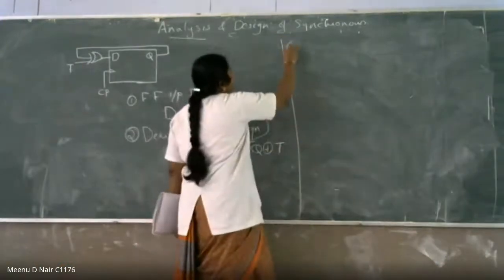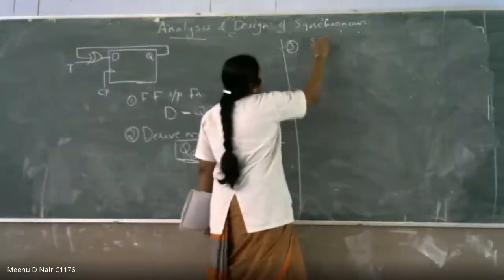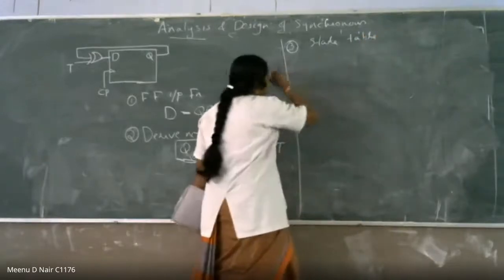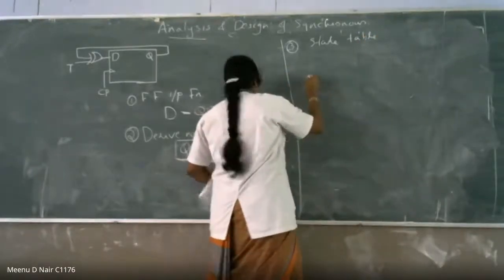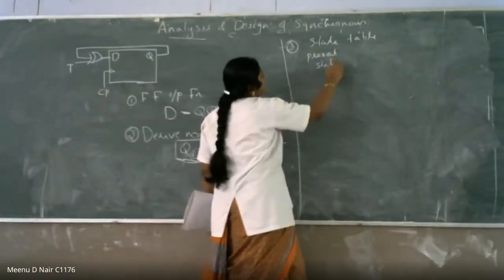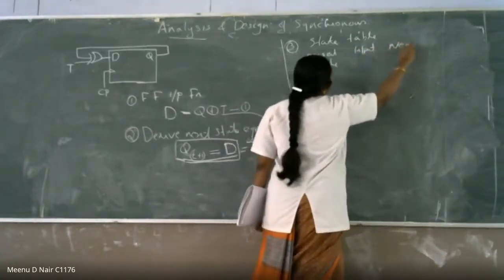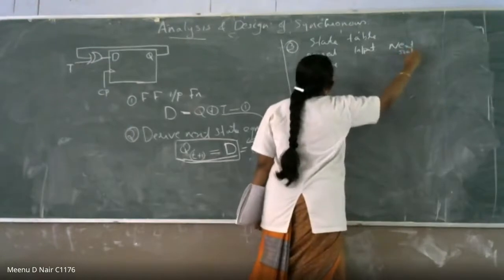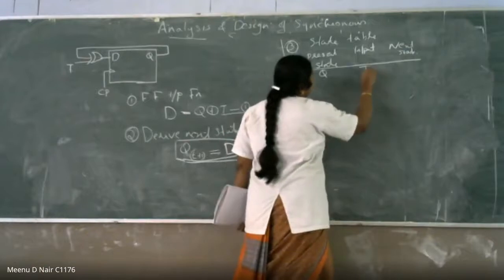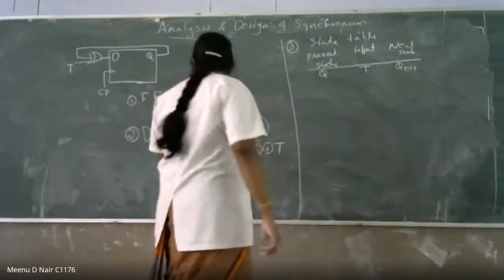Next, what do you have to do? Next you have to derive the state table. So what do you have to write here? You have to write the present state, input, then next state. Present state is your Q, input is T, and next state is Q of T plus 1. This way you can put it.